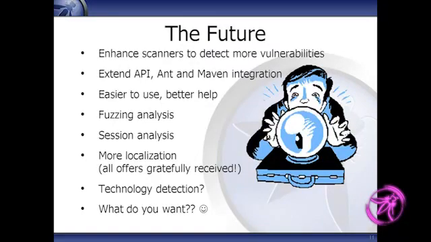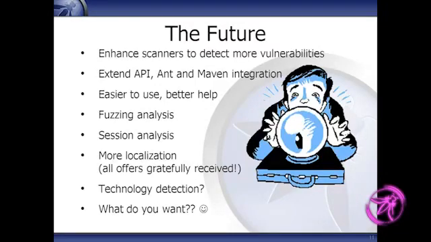Extending the API and Maven integration, I think that's really important. We still want to make it easier to use with better help. Stability. Now, when I use it, it's pretty stable. I don't have any problems with it, but a few other people have had problems, particularly on very large sites. I think that if you spider very large sites, everything builds up in memory and it can crash. So stability is key. With all tools, we want them to be as stable as possible, and that's really important. So if you have any problems at all with that, then please report them.